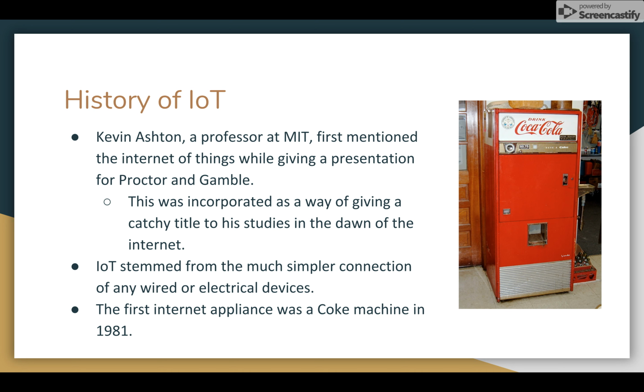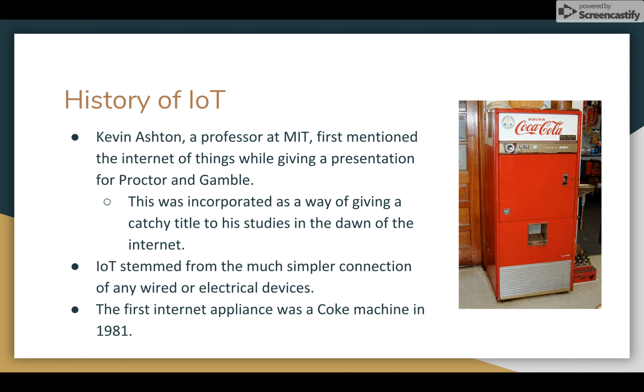This was the 80s. This was far, far less advanced technology, before the era of the cloud, of smartphones, even the laptop computer as a whole. The Internet of Things stemmed from the much simpler connection of any wired or electrical devices in the known world. So this would include telephone wires, antenna televisions, wired phones, all of the above.